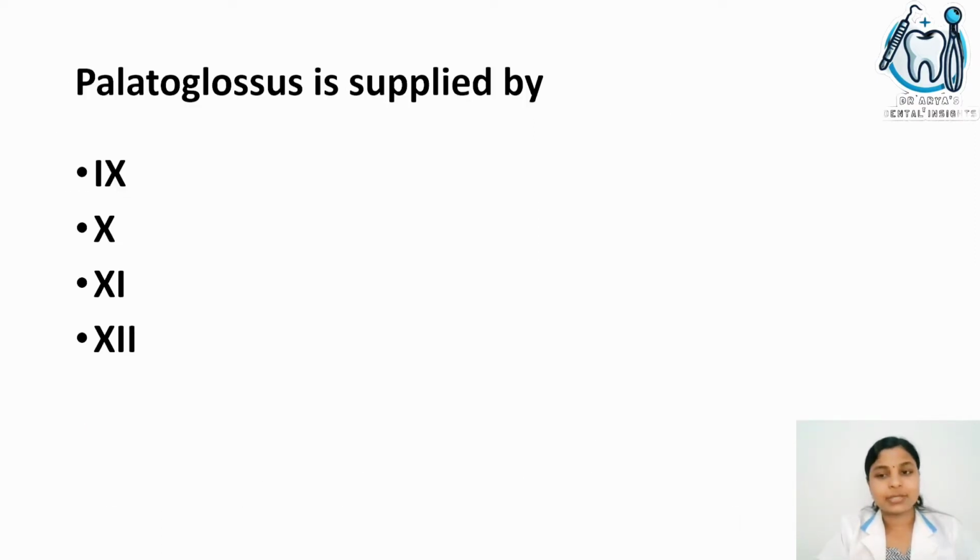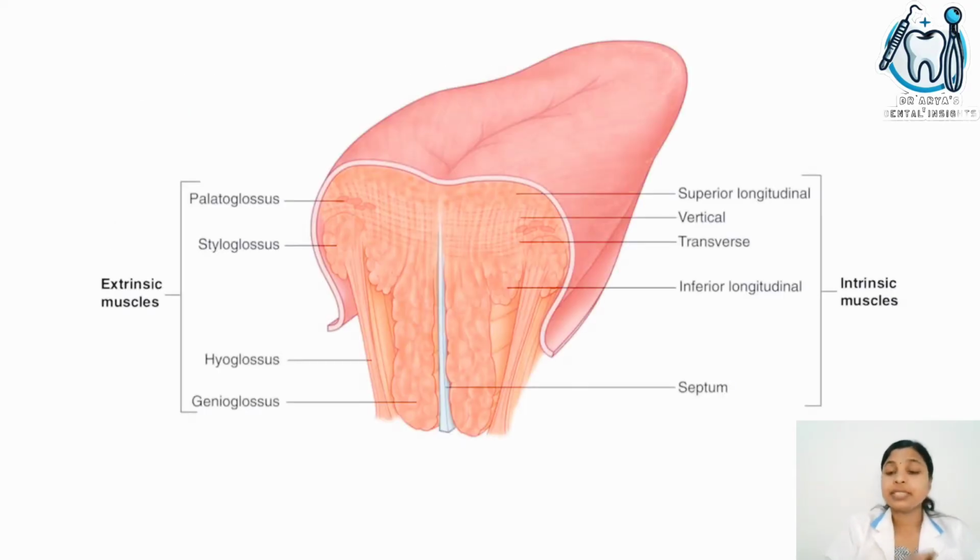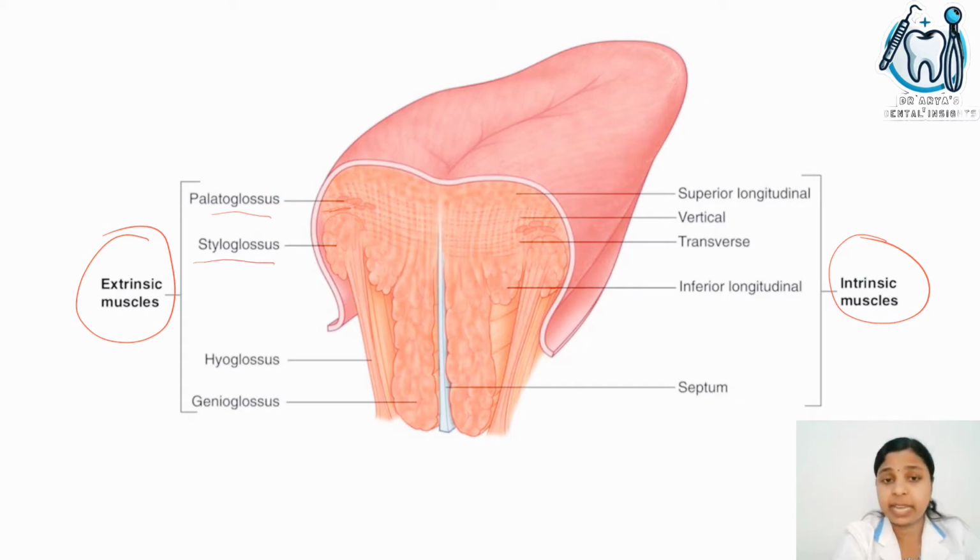So coming to the next question, palatoglossus is supplied by which nerve? It is a muscle of tongue. So options are 9, 10, 11 and 12. So which is correct? This is the picture showing muscles of tongue. There are extrinsic muscles and intrinsic muscles. So extrinsic muscles are palatoglossus, and here it is the styloglossus, then hyoglossus and genioglossus.